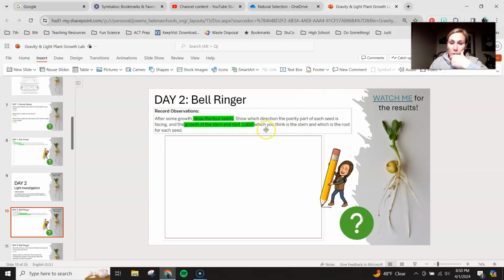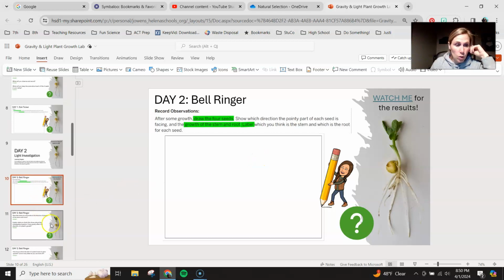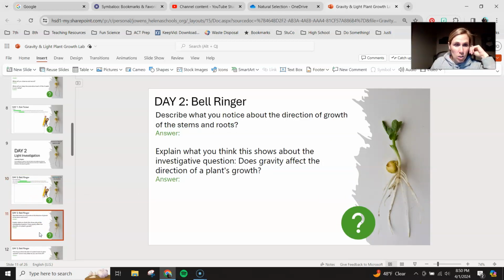You can color coordinate those. You can do the stem in green, and then you can do the root in black or whatever other color you want to use to represent a root. So draw the direction of those 4 seeds, how they were oriented, and then draw your actual growth. Think about this too: which one's the stem and which one's the root, and how do you know? Look at how different they are in their appearance. So you're going to draw that, and then answer these questions about it.